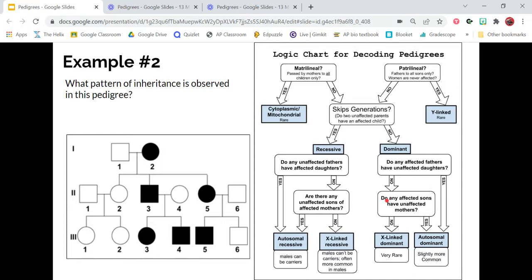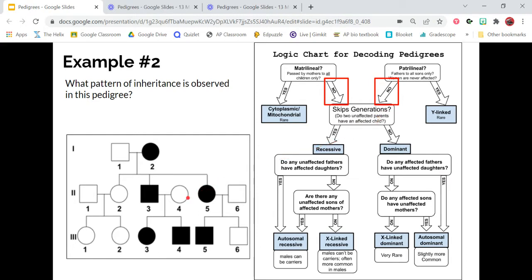What pattern of inheritance is observed in this pedigree? So let's do the same thing. Is it always passed on by mothers to all of their children? Here's a mother, she has it. And here she's got a kid who doesn't and a kid who does. So right off the bat, we know that one's no. Is it only fathers passing it on to their sons? Nope. Right here we have a mother who has it. So that one's no. Okay, so then our next question is, does it skip a generation?